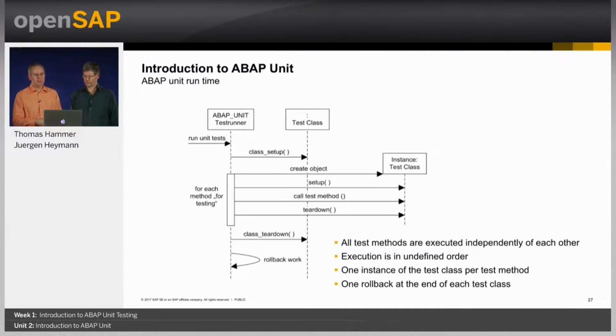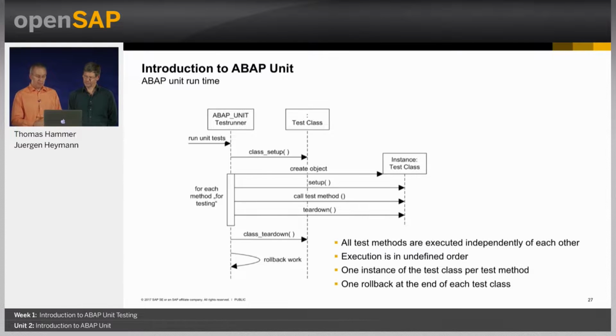And yeah, we don't know the order in which the test methods are executed. And therefore, we cannot rely on that, but more in a minute. And then after all of the test methods are executed and the last teardown was done, then there is this class teardown method called, if it's there. And then the framework even does a rollback for you if you need it. If you don't need it, it does it anyway. So you have no choice there.